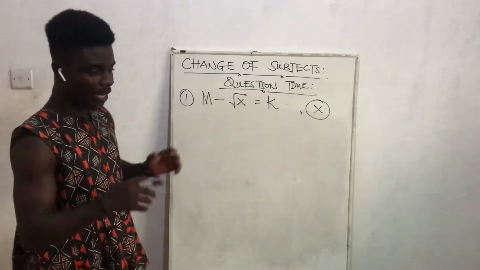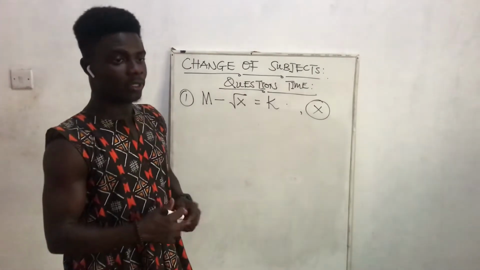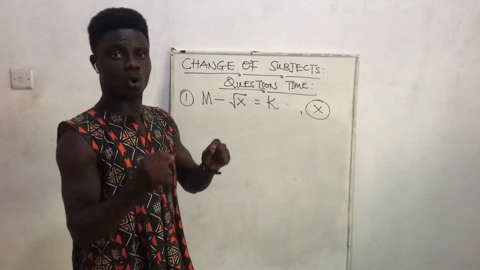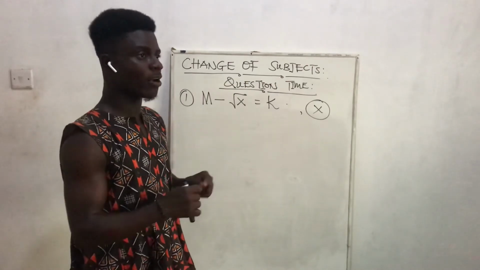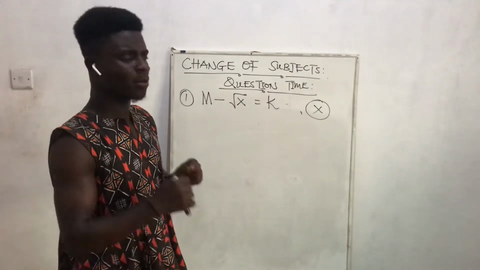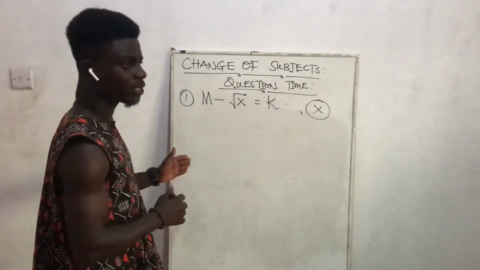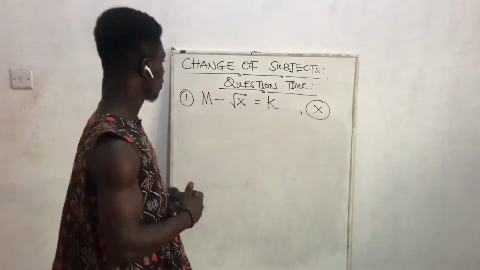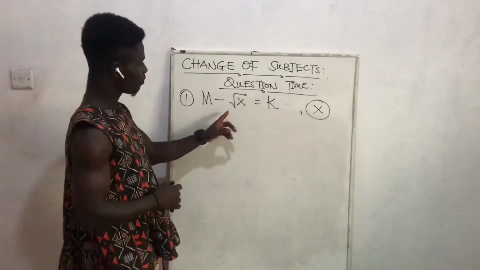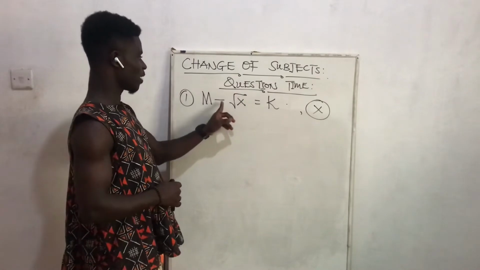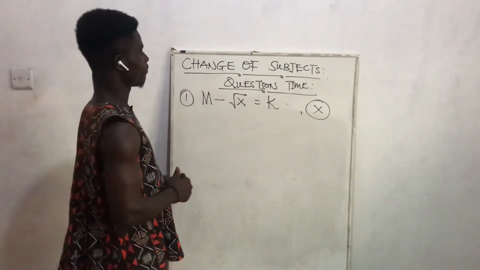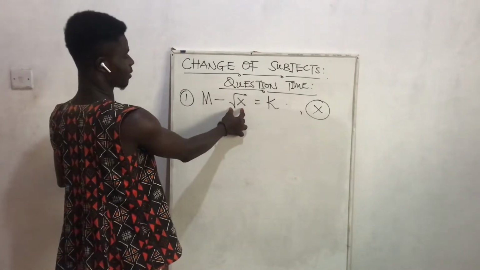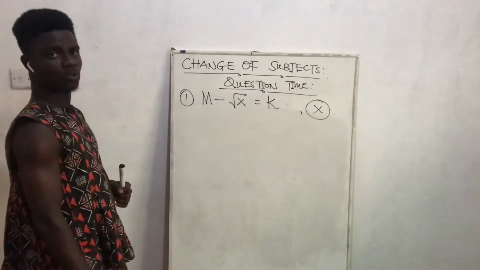Now, I always tell you that the variable you are making the subject, make sure that the variable is always positive, and always at the left hand side of the equal sign. So now, as you can see here, square root of x is negative, right? So I have to send this square root of x to the right hand side to become positive.